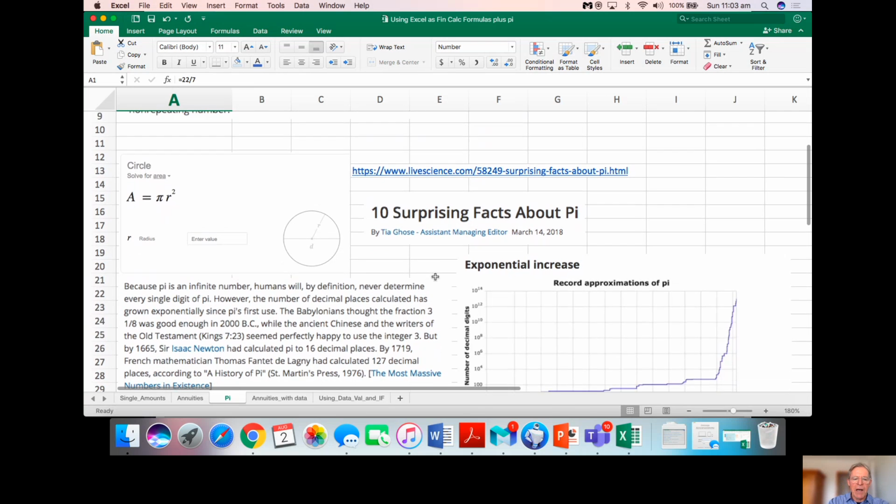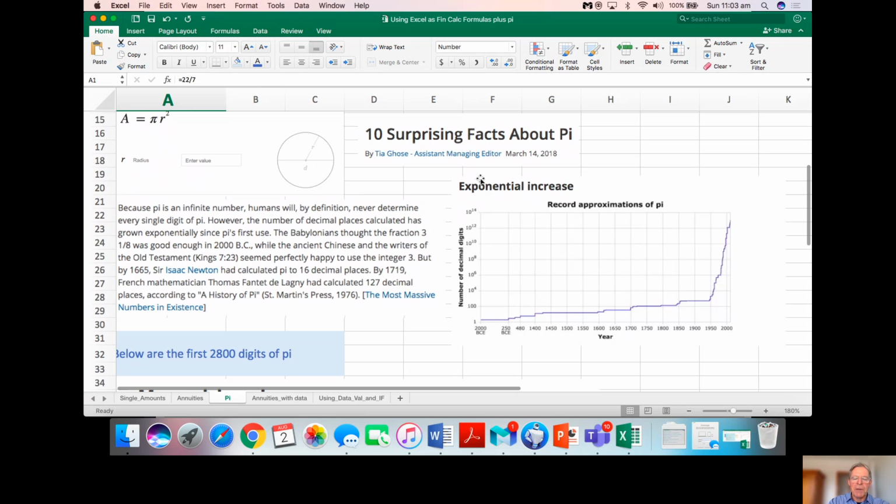And here's a couple of little articles that I thought were the most interesting parts of that article from 2018. Here is a record of how close the approximations were for pi. They'd worked out 4,000 years ago that it's roughly 3. That's what they thought.